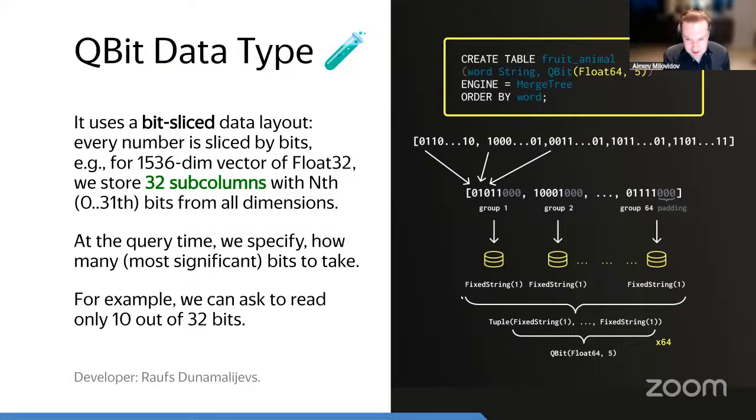And the distance calculation will be approximate, and the precision will depend on the number of bits you requested. So you can ask, like, calculate this faster, I don't care about the most precision, or use the full information, I care about saving all the original data.